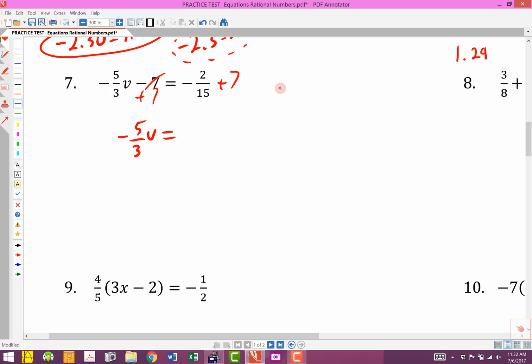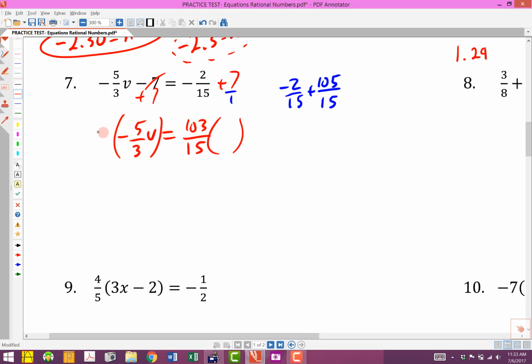So we end up with negative 2/15, and then plus, let's see, if that's a 15 and that was over 1, this would be 105. So we end up with 103 over 15. And again, feel free to do that on your calculator. We do definitely need to show this work here.